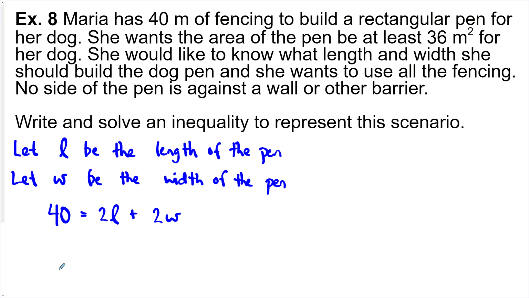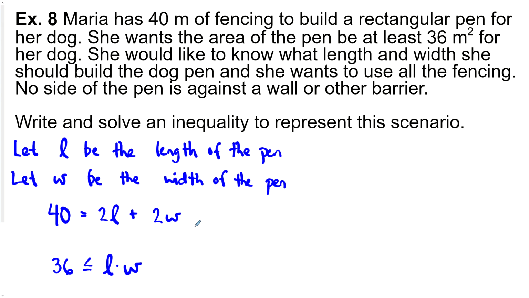And we've got another equation here, or inequality, because it says at least. So we've got 36 needs to be the smallest area. The area of the pen is length times width. So 36 is the least it could be. The area can be greater than. So now we have two equations here. One of them is an inequality.